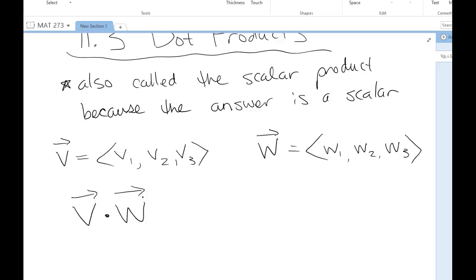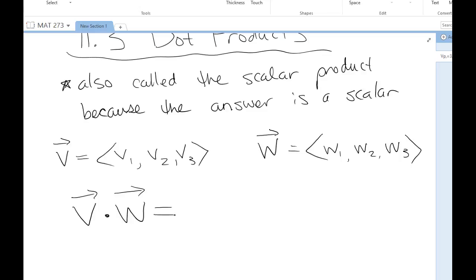So I guess it's called dot product because of the symbol that it's used. It could also be called scalar product because the answer is a scalar. But dot product and scalar product are the same thing. So V dot W, to calculate a dot product between two vectors, you are going to multiply corresponding components. Just like when we added 2 vectors, we added corresponding components. When we subtracted, we subtracted corresponding components.